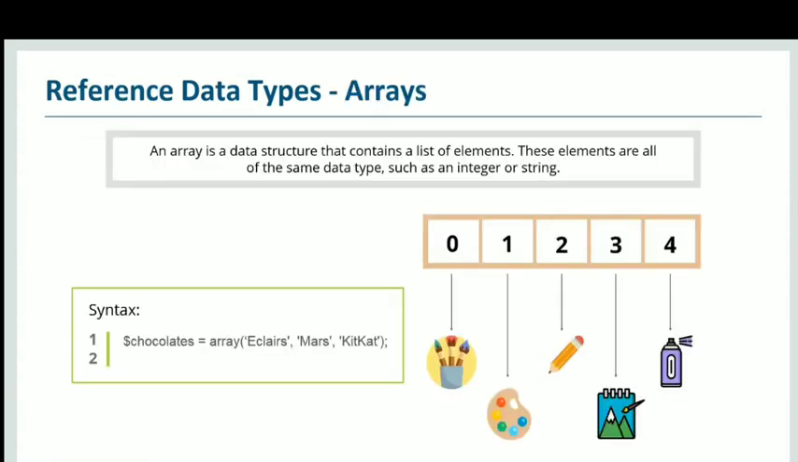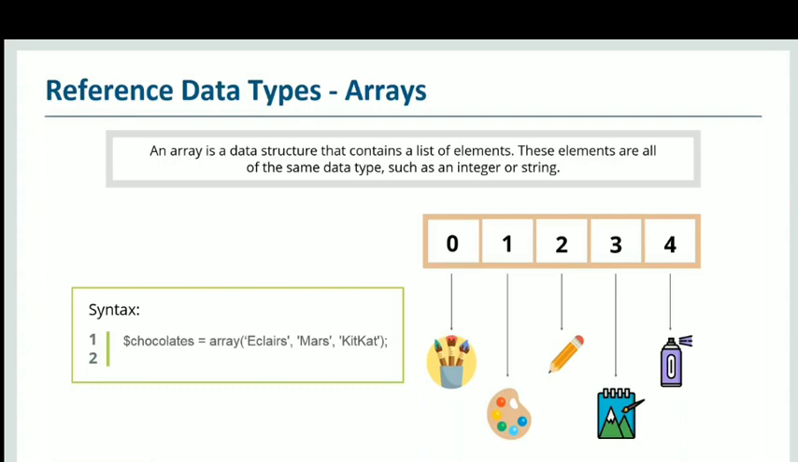Okay, so we also have arrays in PHP. Now if you don't know what an array is, well, it is a data structure that contains a list of elements, and most of the time these elements are common in nature. Now these elements are mostly of the same data type when talking in computer science terms. So an array of integers will mostly carry only integers.